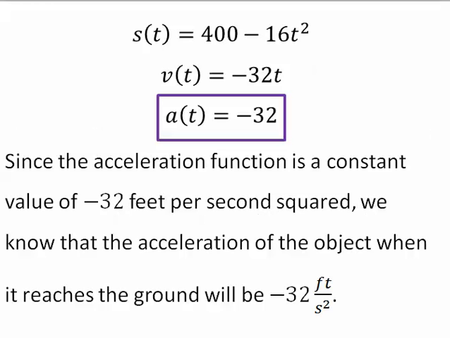Since the acceleration function is a constant value of negative 32 feet per second squared, we know that the acceleration of the object when it reaches the ground will be that same negative 32 feet per second squared. So we've already answered the second question: what is the acceleration of the object when it reaches the ground? The acceleration of the object when it reaches the ground is the same as the acceleration when it's released.